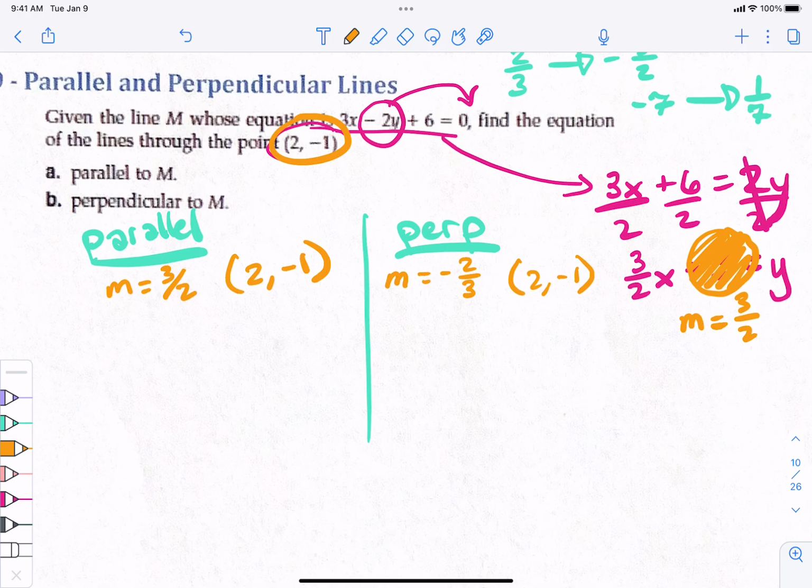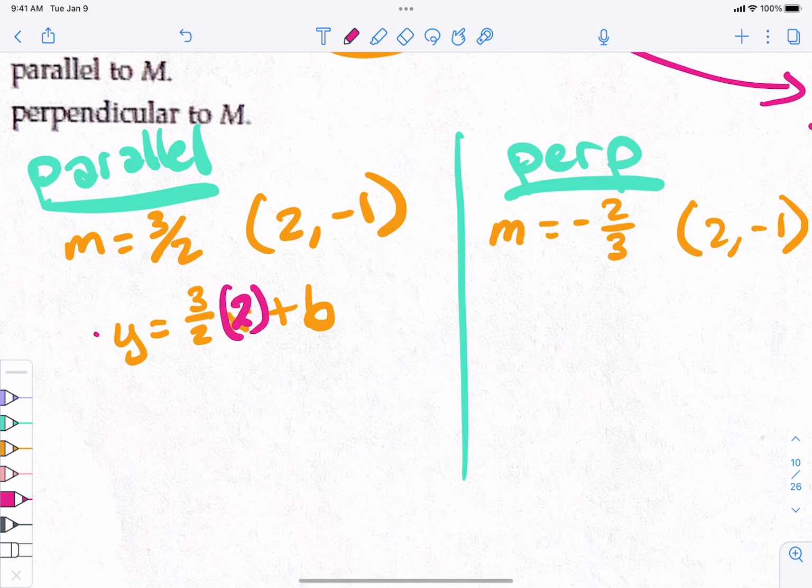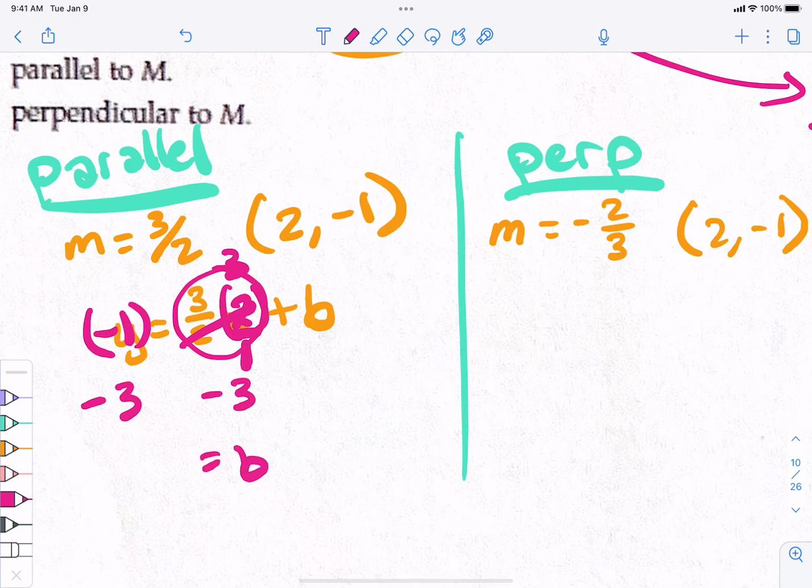Now I'm just building two equations, right? So here I have y equals m, which is 3/2, x plus b, and we have to find b, right? How do we find b? You just plug in the numbers. So 2 goes in for x, don't forget that, and -1 goes in for y, okay? What is 3/2 times 2? This is like 2/1 if you need to. It'd be 6/2, which is 3, okay? And then I'm going to subtract the 3 to the other side, so the b value will be -4. B is -4, okay?